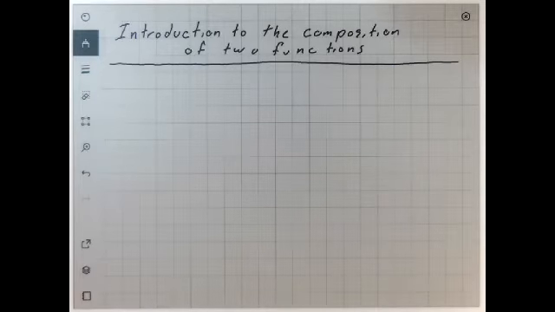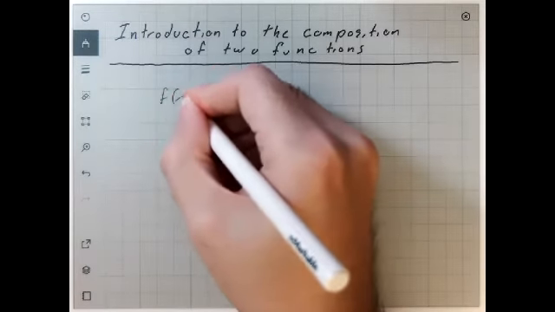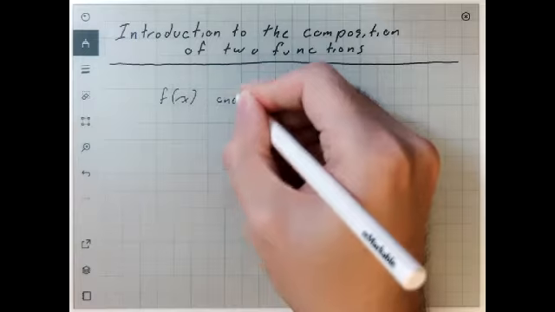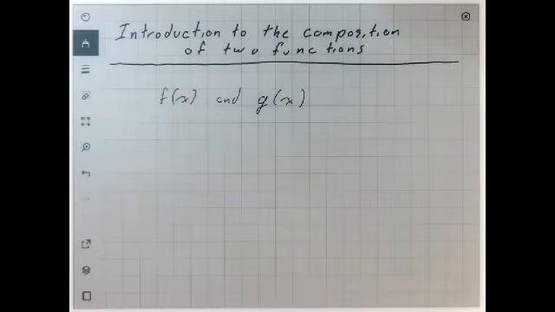Introduction to the composition of two functions. We have seen that if we have two functions, f of x and g of x, we can treat them as the more complicated instructions, but we can also think about them as simply numbers. We took advantage of that to combine functions using the traditional arithmetic operations, addition, subtraction, multiplication, and division.